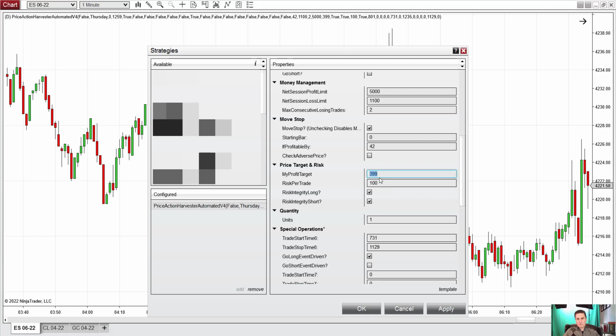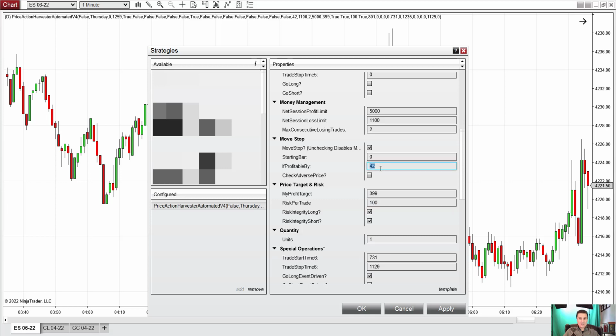So I have my price target at 399, my profit target. I'm going to be out of the trade if I'm up 42 ticks, guys, when that bar closes. At least 42 ticks. So when that bar closes, I could be up already 180 ticks because it was a big, gigantic bar, let's say. But it's at least 42 ticks, so it'll attempt to close it. And 99.99% of the time it will.